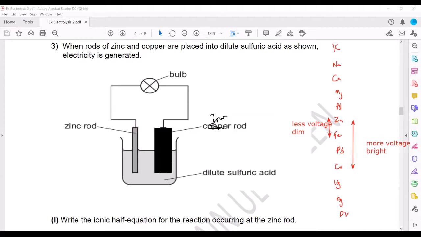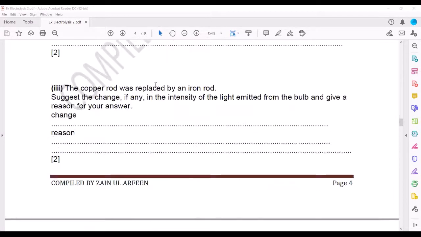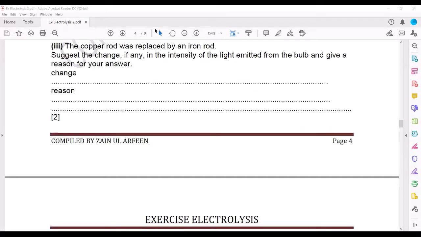So they ask two things. Number one, what will happen to the brightness of a lamp? And then what is the reason? You will mention the difference in the reactivity of zinc and iron is less. That's why, compared to zinc and copper, the voltage decreases. So here it suggests the change: it will decrease the brightness.